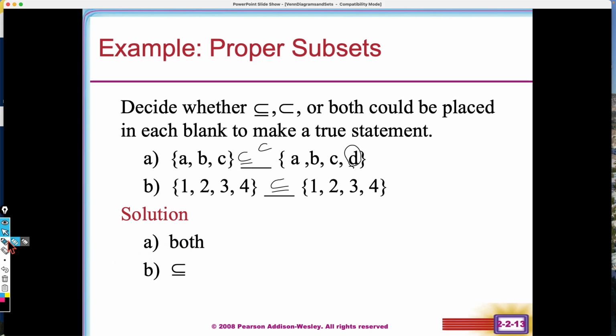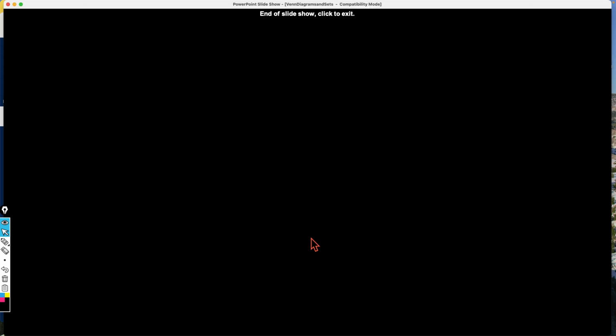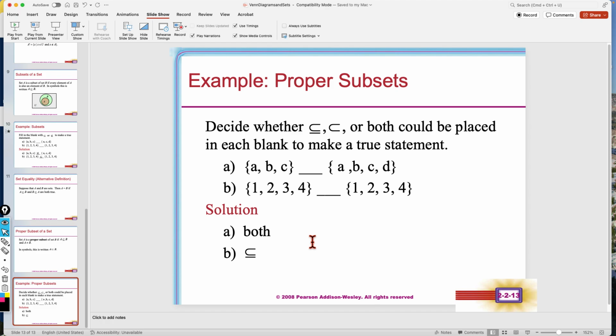And again, the curriculum has changed a bit, so this goes way back when this was one of the competencies of the course, to know the difference between a proper and a non-proper subset. Uh-oh, what happened? I ran out of slides. That must mean we're done.